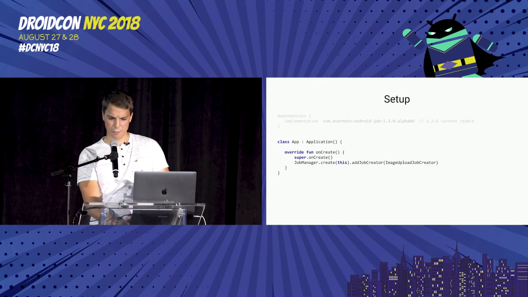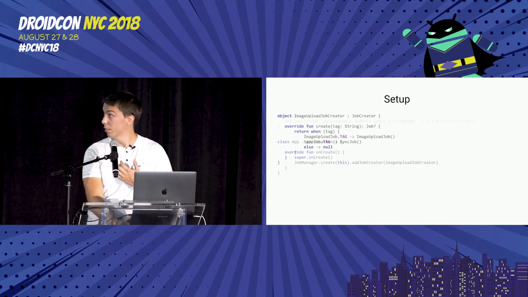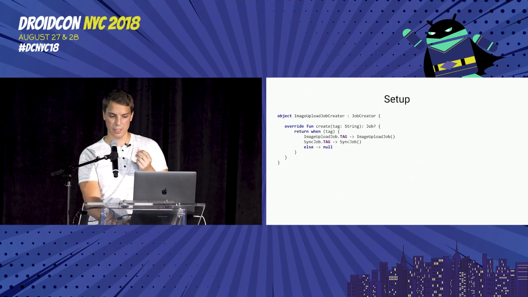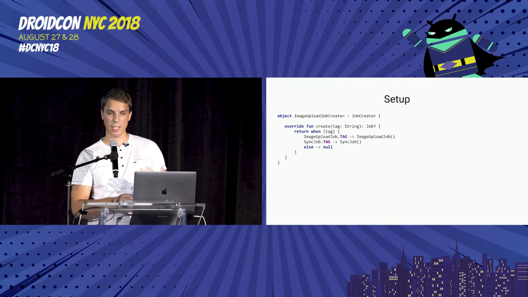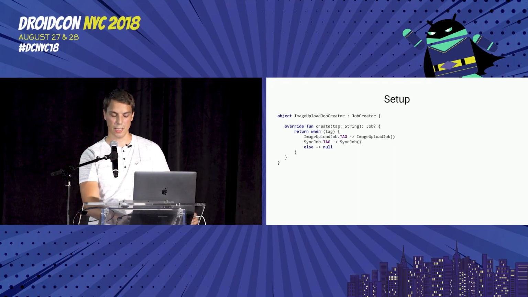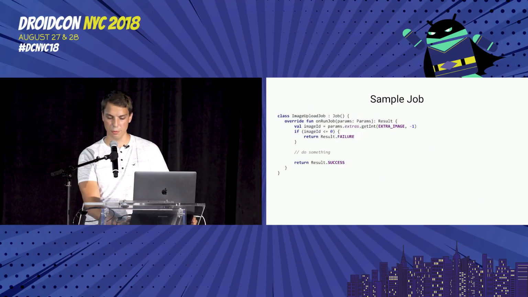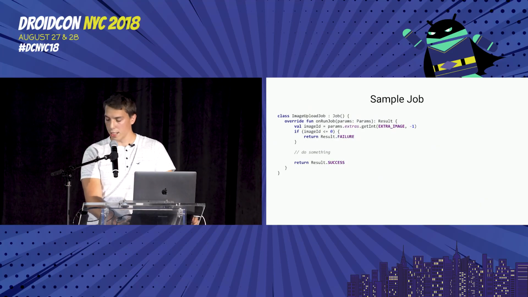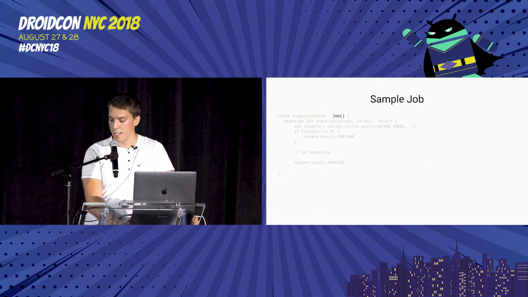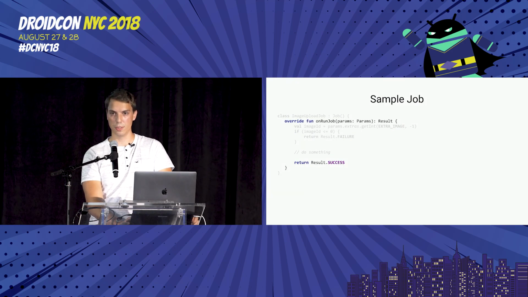This job creator interface is there for you to map your job tags to a real job class. And in the end, it looks something like this, where you create your instance. This is convenient because you can use other libraries like Dagger to inject your classes. So if you want to abstract this away, that's straightforward with the job creator interface. And then we can start using the job. The API is really simple. You just need to extend the job class and override one method, and here you return a result.